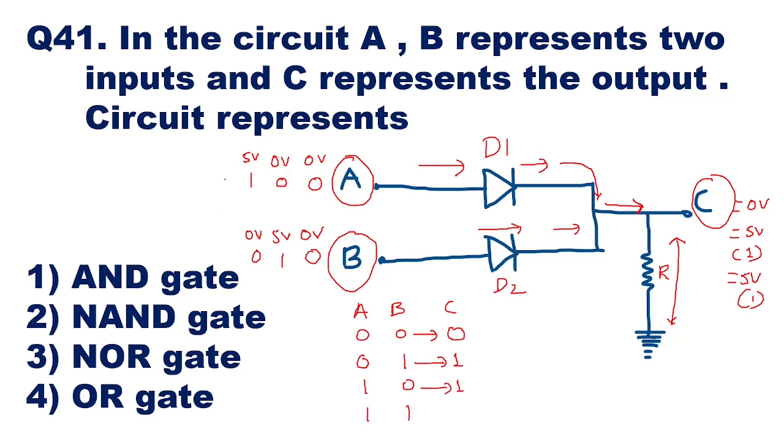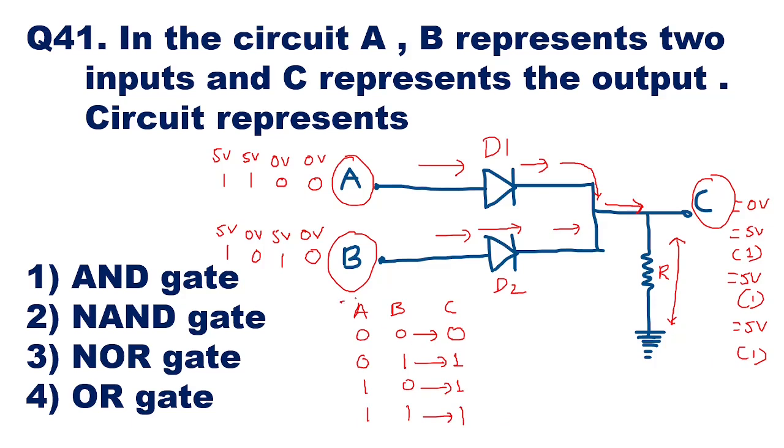When the inputs are 1, 1, the last combination, this is also 5 volt, this is also 5 volt. In that case, both the diodes are going to conduct. D1 will conduct, D2 will also conduct. There will be a current flow at the output. That output will develop a voltage of 5 volt, and that is again logic 1. So in that case also it is logic 1.